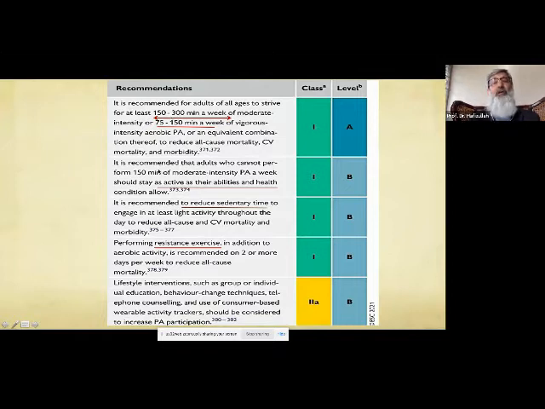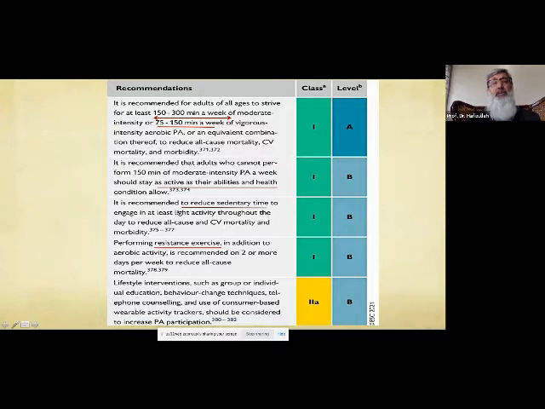It is also recommended that adults who cannot perform 150 minutes of moderate intensity exercise a week should stay as active as their abilities and health conditions allow. So some people are handicapped in some ways. We should still try to encourage them to exercise as much as possible.